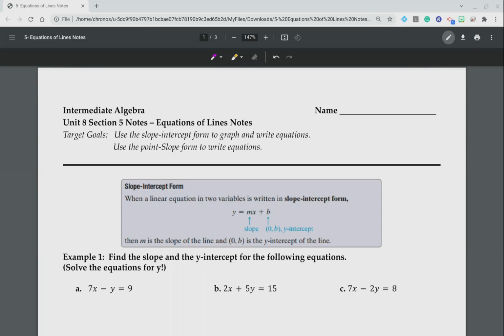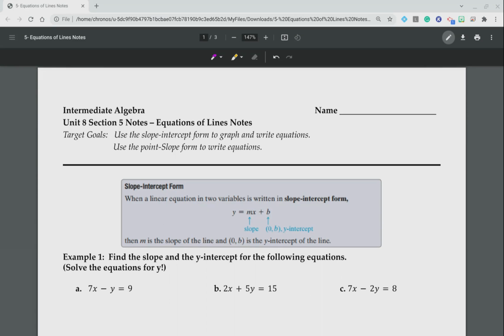So far we've talked about lines and graphing lines, but we haven't yet talked about the equations of lines. So today we're going to use slope-intercept form to write equations and graph equations. And then we're going to also use what's called point-slope form to write equations.